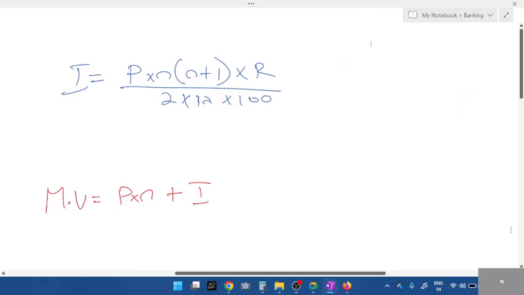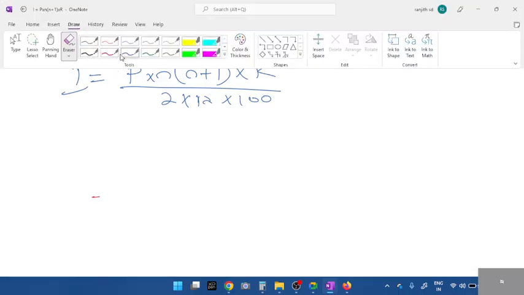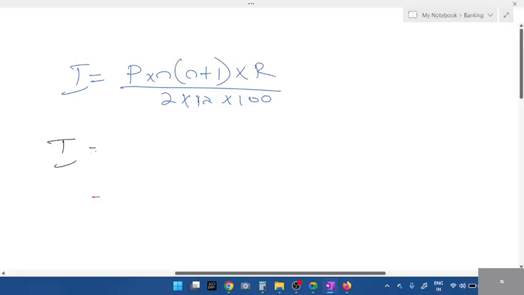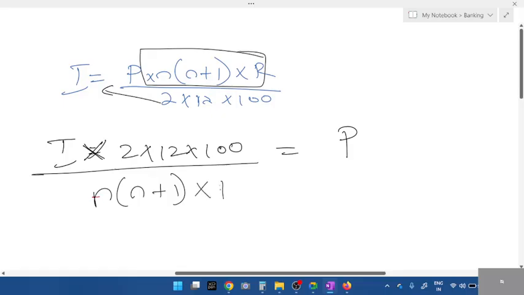If they ask us to find I, we know the formula. What if they ask us to find P value, students? Principal. How do you find principal? If all the values are given, what happens to this 2 into 12 into 100? It will go to the other side. It gets multiplied, right? Divided by, I need only P on the right hand side. What happens to the other values? All of you respond. It gets divided. Is this clear? How to take out P value and solve?